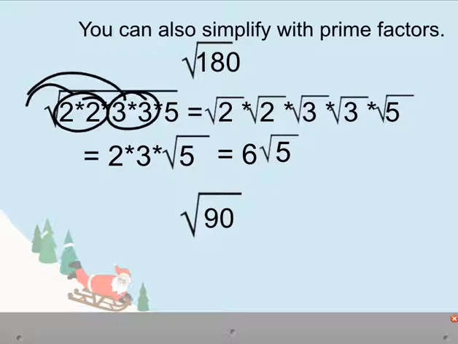So if there's a pair of a number inside, we can pop them out and say that we have 2 times 3 times root 5, or 6 root 5. Let's try it with 90.